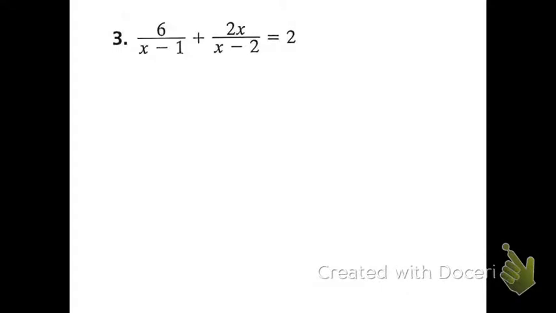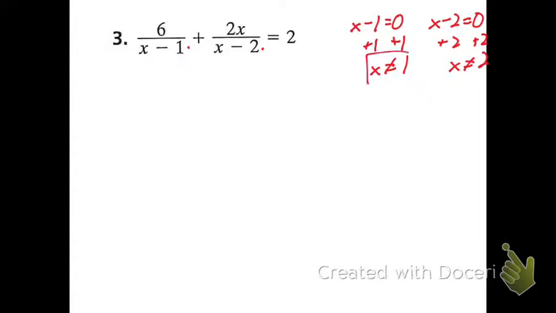All right, next up, let's go ahead and take the restricted values first. I'm going to set x minus 1 equal to 0, and x minus 2 equal to 0 to figure out, since these are the denominators, what the value cannot be, what we can't have. So I'm going to add 1, add 2. We get x cannot be 1, and x cannot be 2. So moving forward, I know we can't have either of those two as solutions.